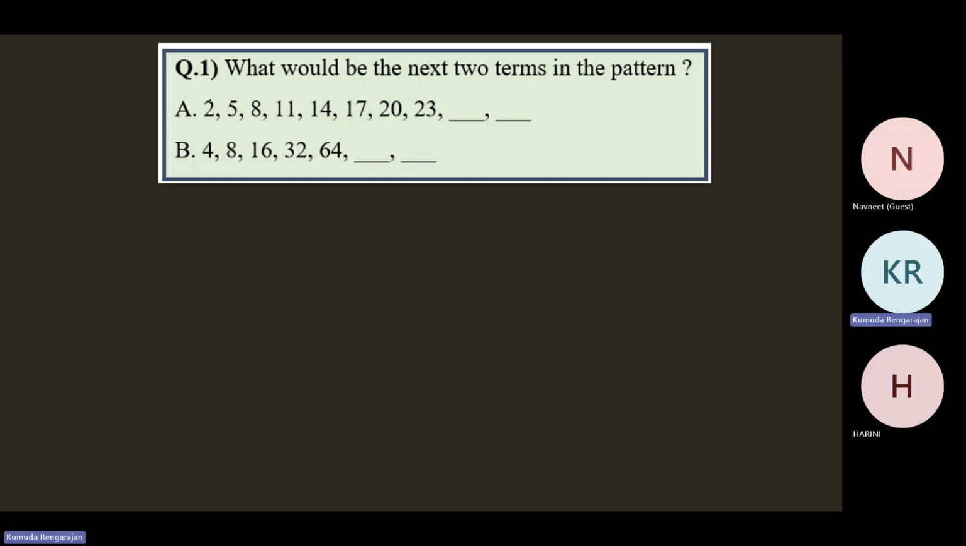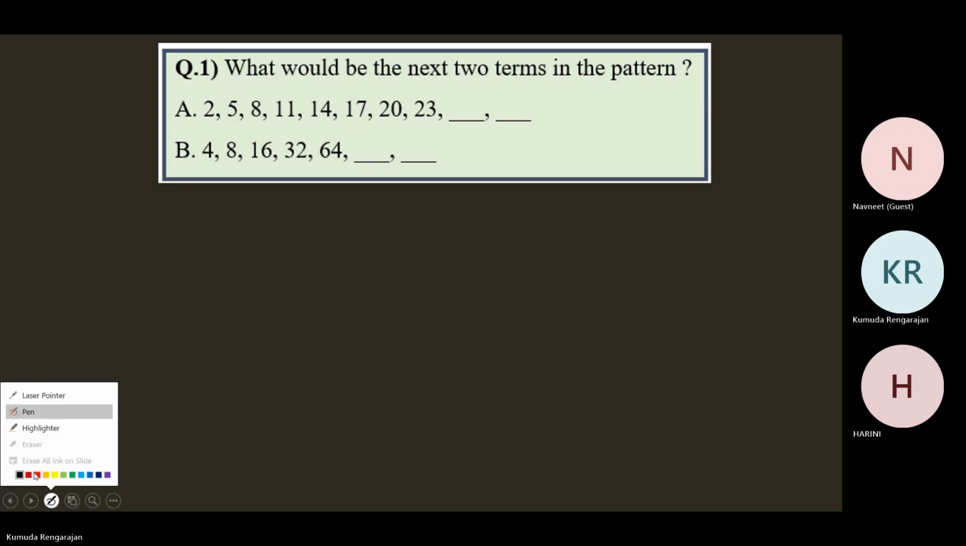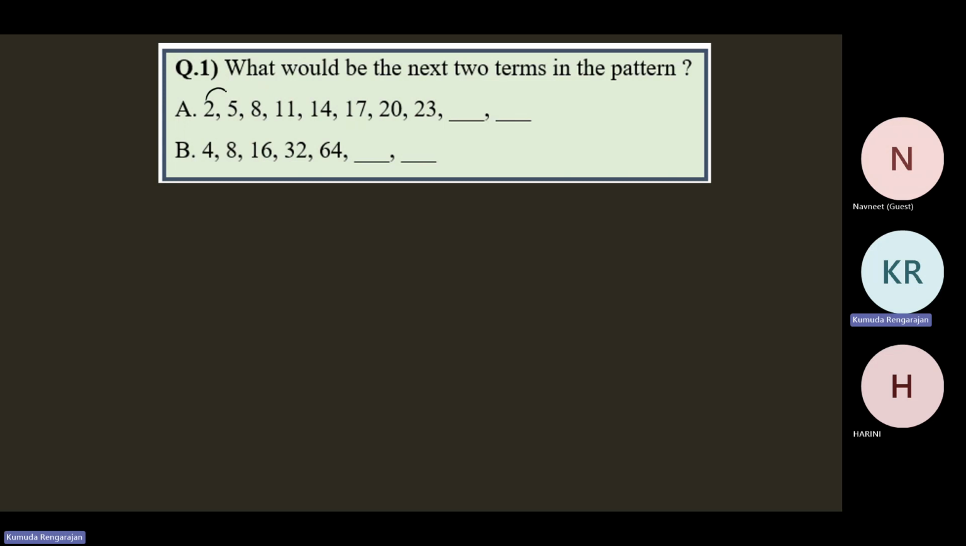So here what do we see? 2 plus 3 is 5. 5 plus 3, 8. 8 plus 3, 11. 11 plus 3, 14. 14 plus 3, 17. 17 plus 3, 20. 20 plus 3, 23. 23 plus 3, 26. And 26 plus 3, 29. The question is, what would be the next two terms in the pattern?